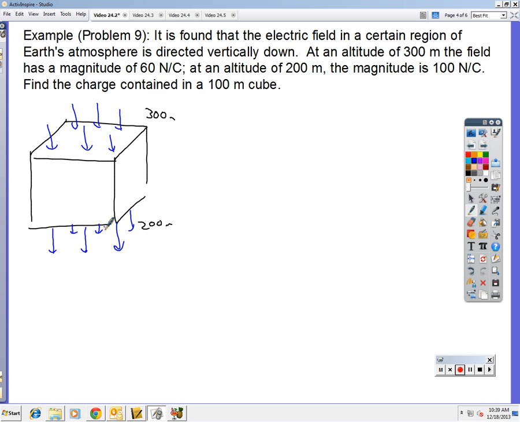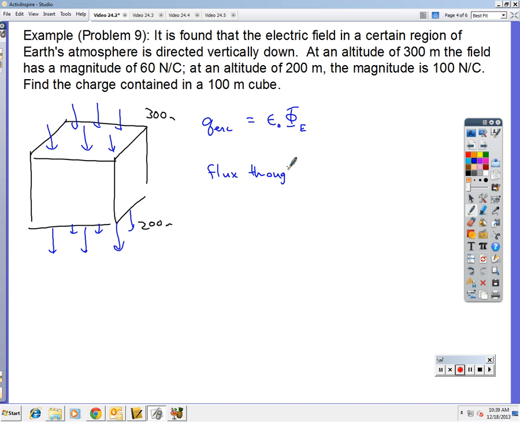So we're going to use Gauss's law, and we're going to rearrange it a little bit so that the enclosed charge equals the permittivity times the net flux. Now we need to calculate the net flux. Well, first off, it's going to be the flux through the top, plus the flux through the bottom, plus the flux through each of the 4 sides.